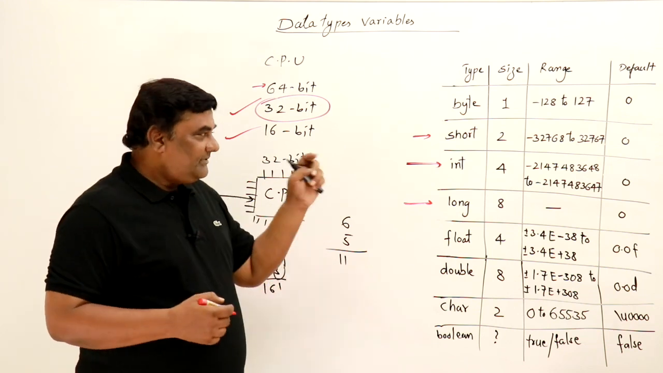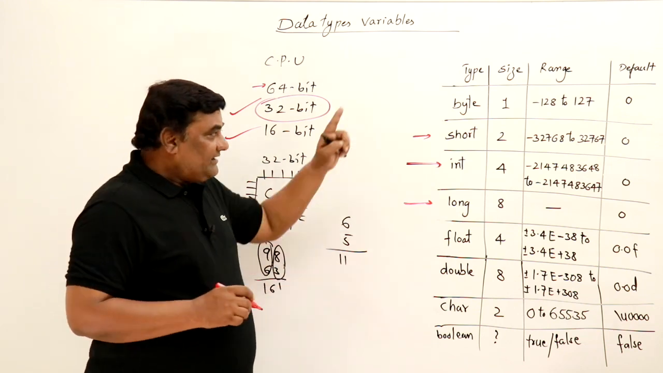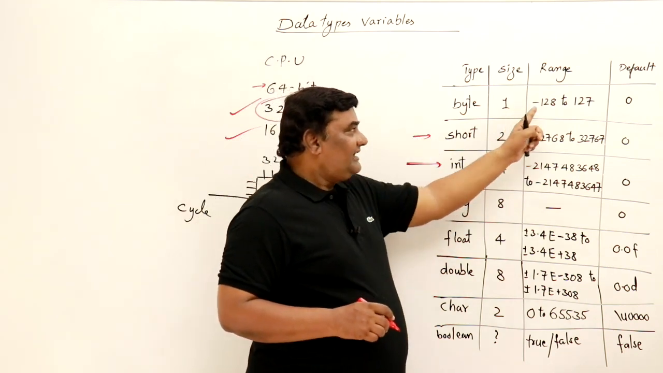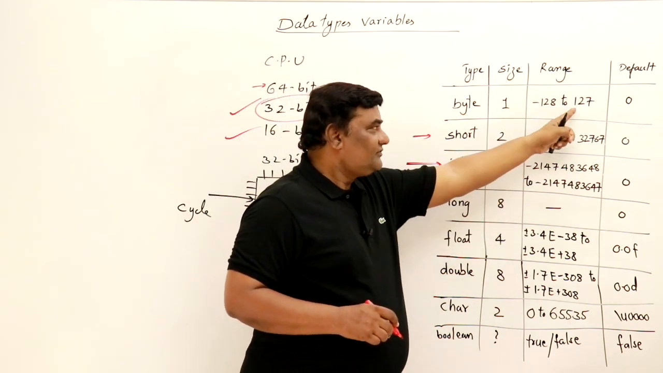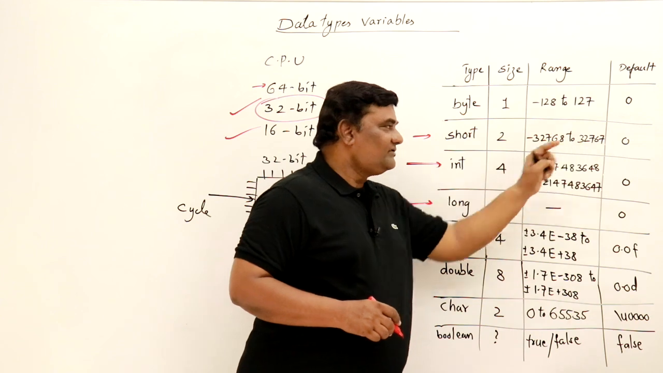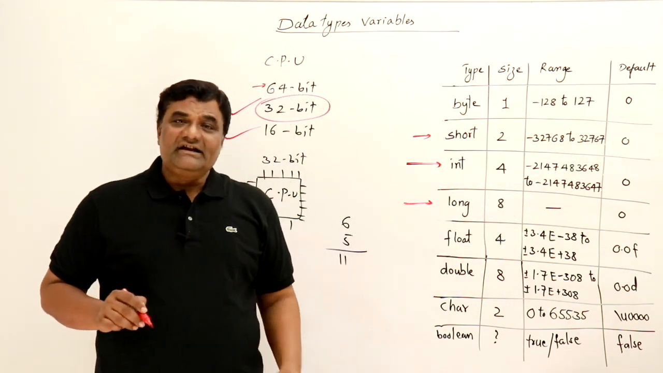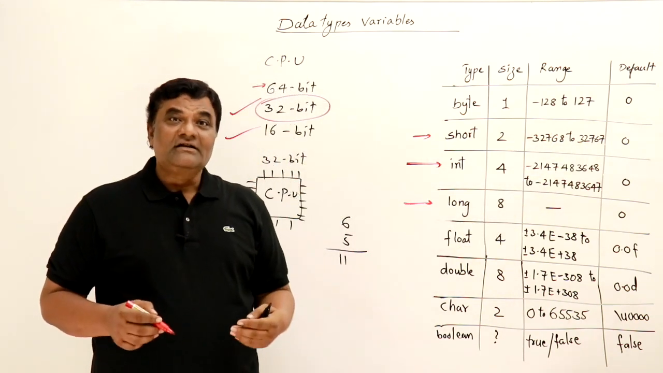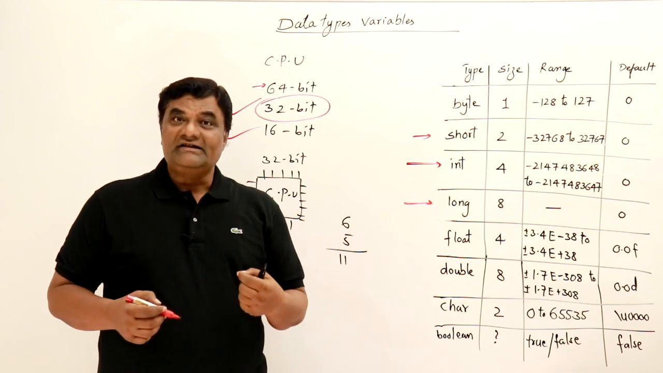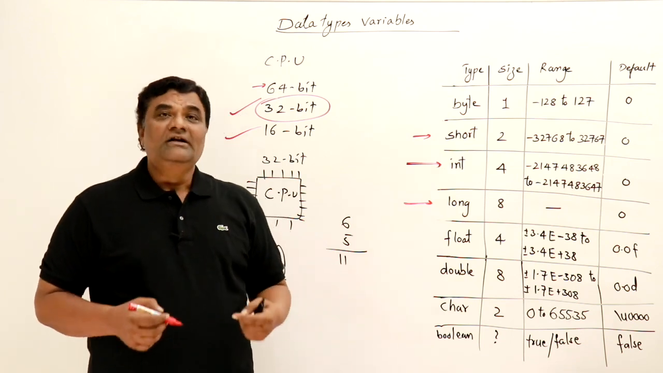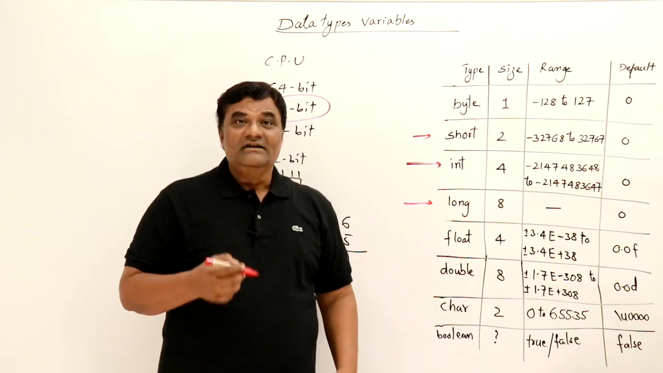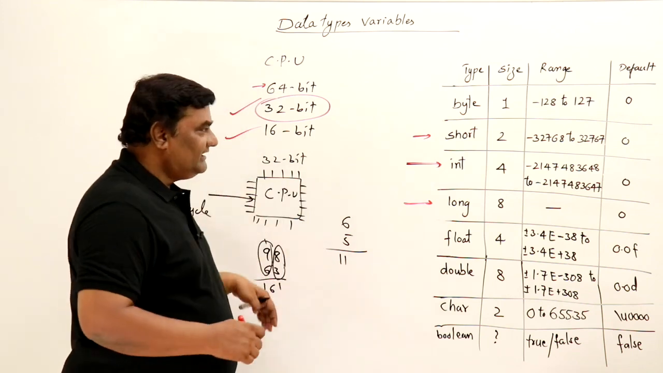Now, next thing I will discuss is that these data types can store negative values and positive values also. So each data type supports negative and positive, which means they are signed data types. They allow signed values, negative and positive. Let us understand how they support signed values. So I'll remove this and I will discuss.